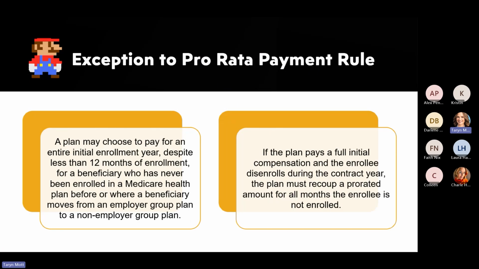Exception to pro rata payment rule. A plan may choose to pay for an entire initial year enrollment despite less than 12 months of enrollment for a beneficiary who has never been enrolled in a Medicare health plan before, or where a beneficiary moves from an employer group plan to a non-employer group plan. If the plan pays a full initial compensation and the enrollee disenrolls during that contract year, the plan must recoup a prorated amount for all months the enrollee was not enrolled.